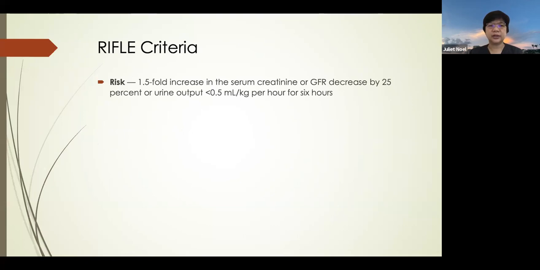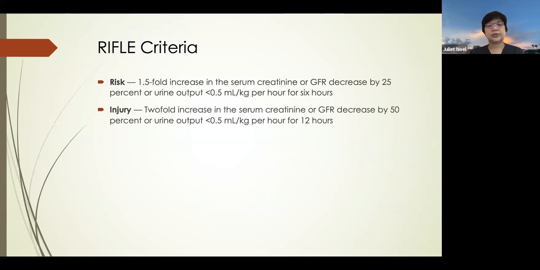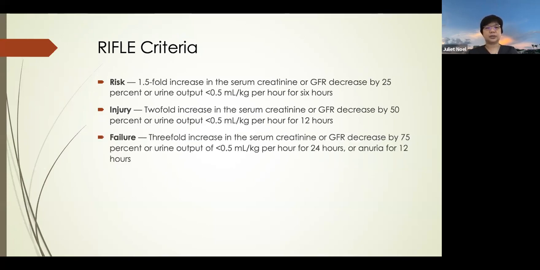So RIFLE criteria, risk: you consider it risk if there's a 1.5-fold increase in serum creatinine or a decrease of GFR by 25%, or a urine output of less than 0.5 ml per kilo per hour for the past 6 hours. You consider it injury if there's a 2-fold increase in serum creatinine or a decrease of GFR by 50%, or a urine output of less than 0.5 ml per kilo per hour for the past 12 hours.